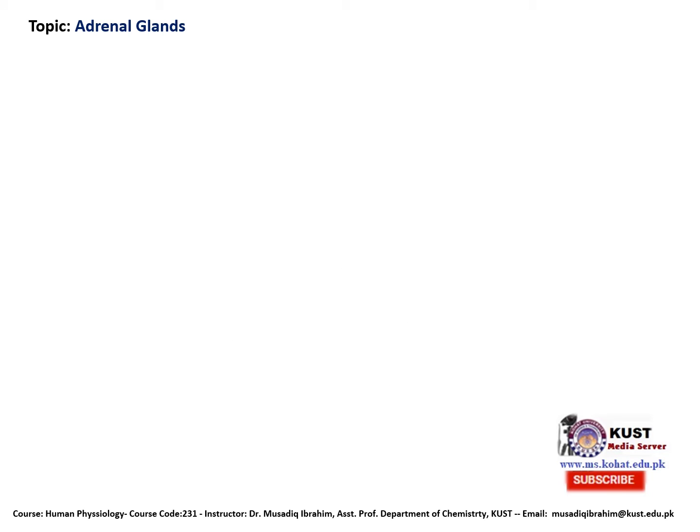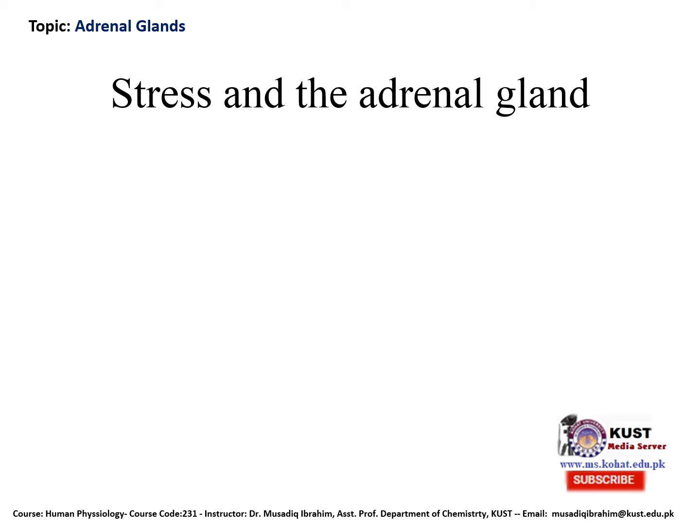Now moving towards stress and the adrenal glands. Stress and the adrenal glands are very closely connected with each other. When stress occurs due to certain conditions, the adrenal gland secretes its hormones to decrease the stress.